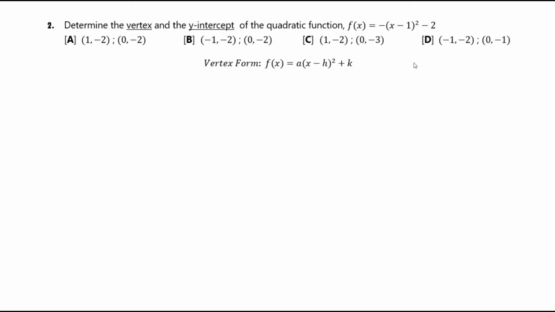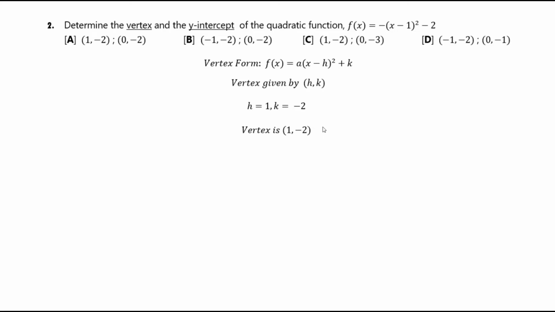Looking at number 2, they want us to determine the vertex and the y-intercept for the quadratic. So in this case, you're going to need to know the vertex form, which is given below here. So f of x equals a times x minus h squared plus k. In this example, h, k are your coordinates for your vertex. So to find the vertex, you're going to be using h, k. Once you identify the h, k, then you're able to find the vertex. So in this example, 1 is equal to h and negative 2 is equal to k if you compare those two directly. Therefore, your vertex is 1, negative 2.